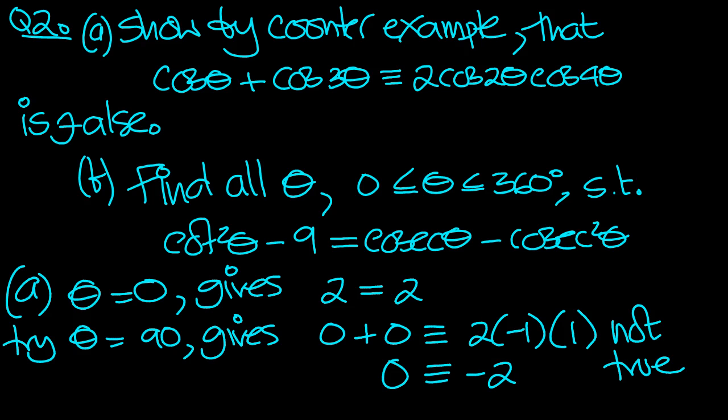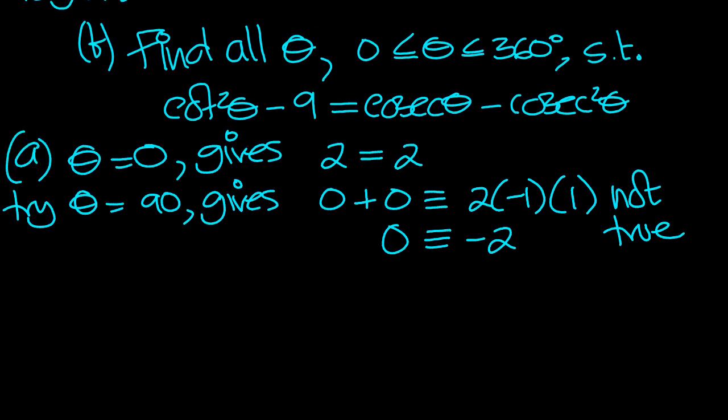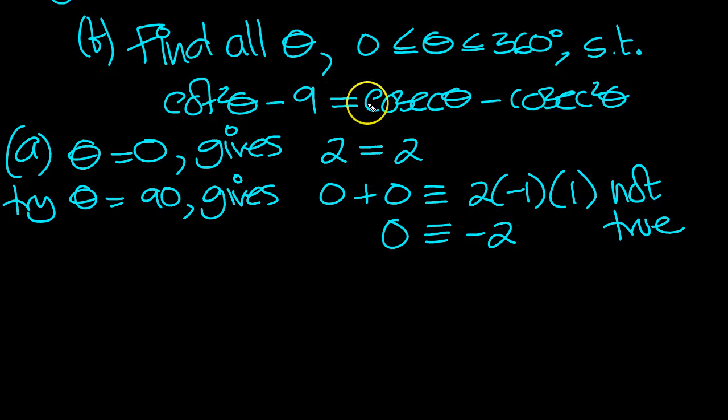So there's our counterexample. Okay, so that's part A done then. So that's false. So part B now, let's turn our attention to that. We've got this trigonometric equation here. We're solving between 0 and 360.